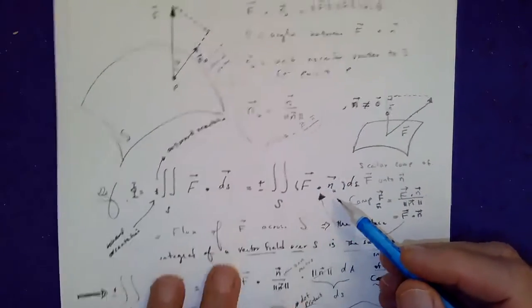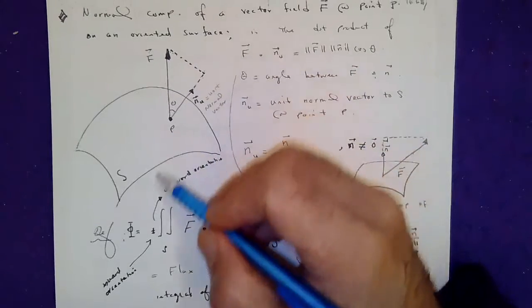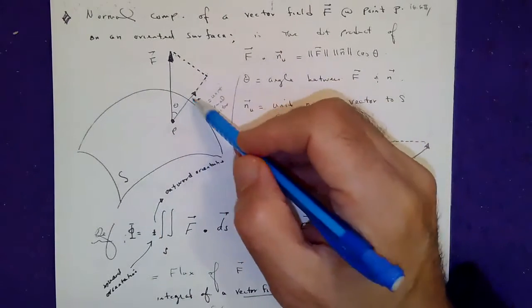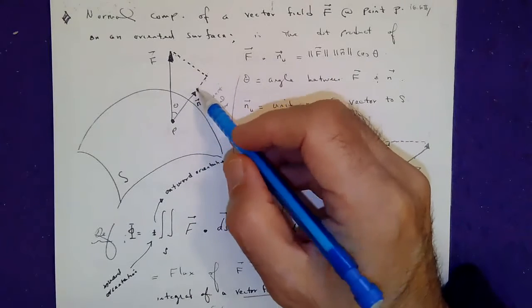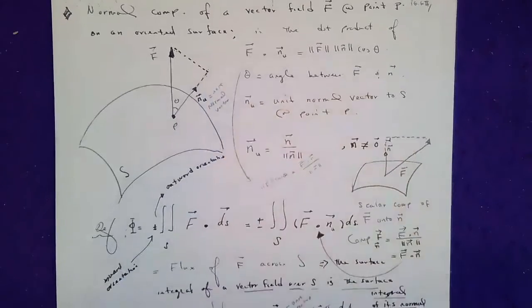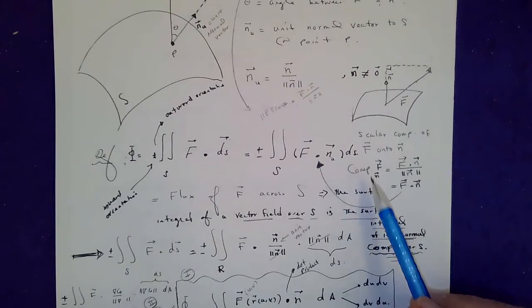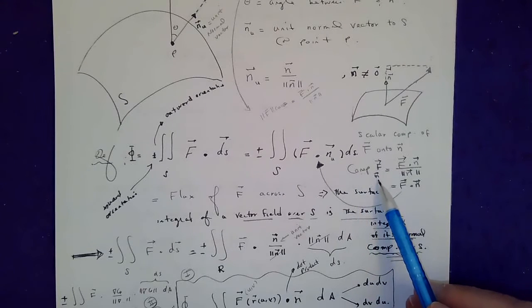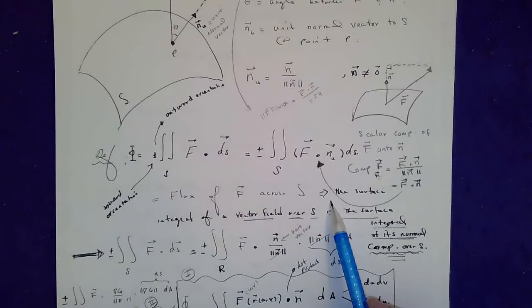So this is basically what we get, and this is basically the reason we dot f with n, because we're trying to find the normal component of f on the surface S. In other words, we like to find the projection of F onto the normal vector. So that's where the dot product is coming from. So that would be the component of F over onto normal vector N. So as I said, this is called flux of F across S.